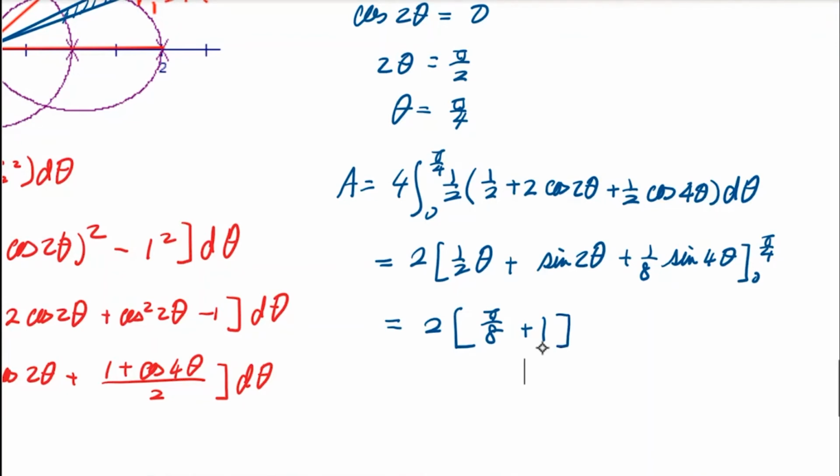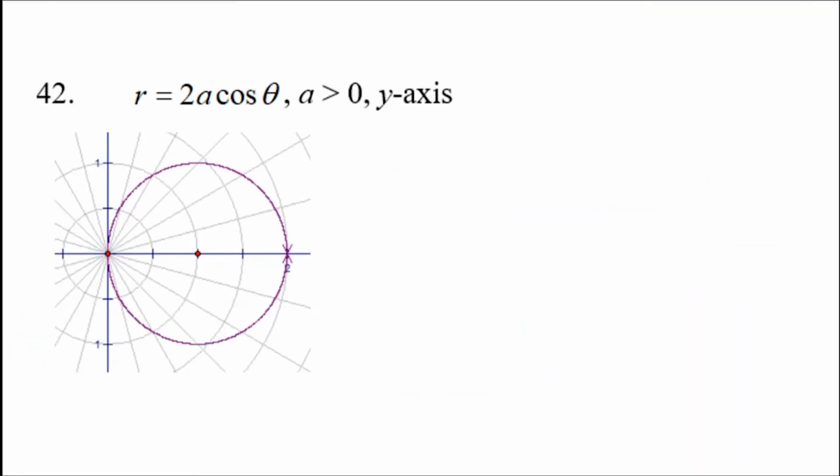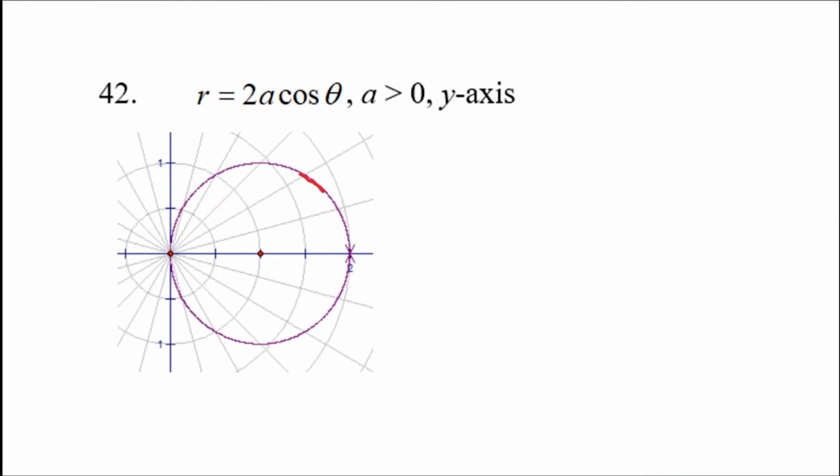Should we distribute to make it look prettier, or is it already pretty? Whatever, right? Calculating ds. Okay, we need ds. But before we even do ds, what we need is dr d theta, right? So dr d theta is equal to negative 2a sine theta, isn't it? Say yes.